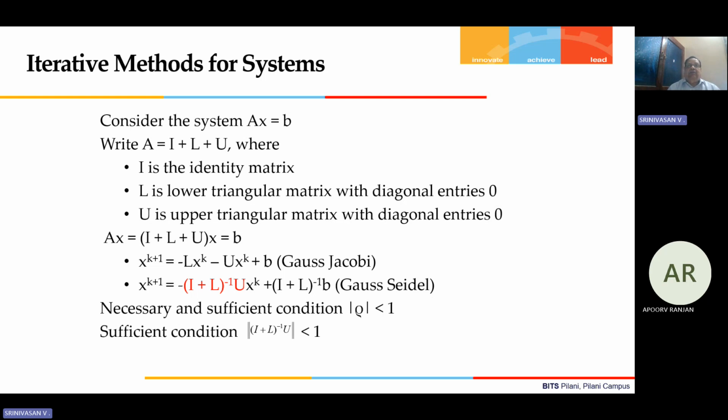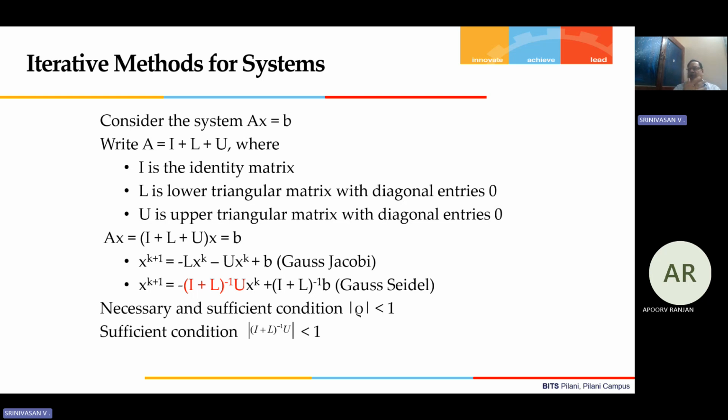Then AX will be (I plus L plus U) into X equal to B. So what will happen: x power k plus 1, the x value at the k plus 1th iteration, equals minus L x power k, minus U x power k, because L and U come to the right-hand side with superfix k. And what will happen to Ix? Ix is x only, isn't it? So plus B, which is already there. And this is the case for Gauss Jacobi to get the approximation value.